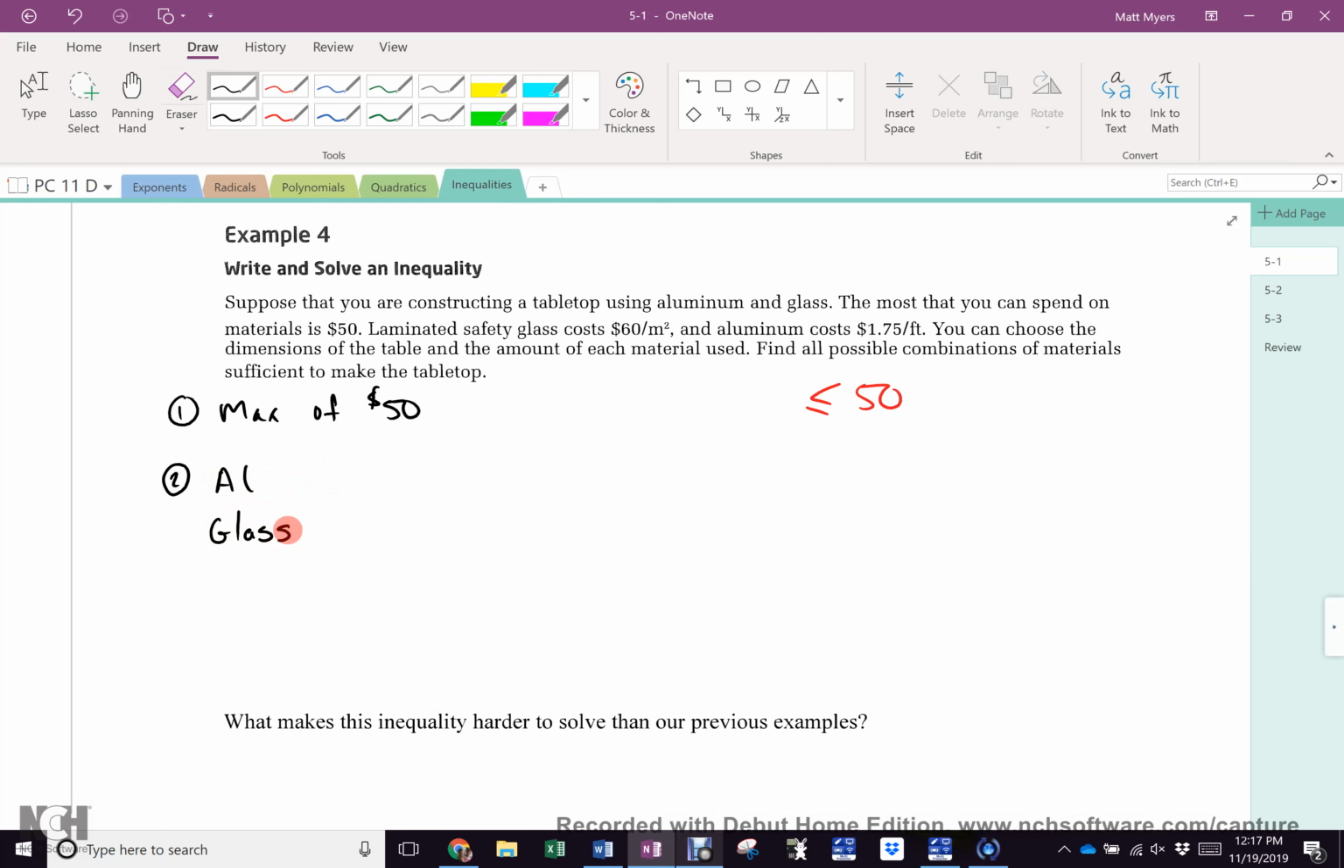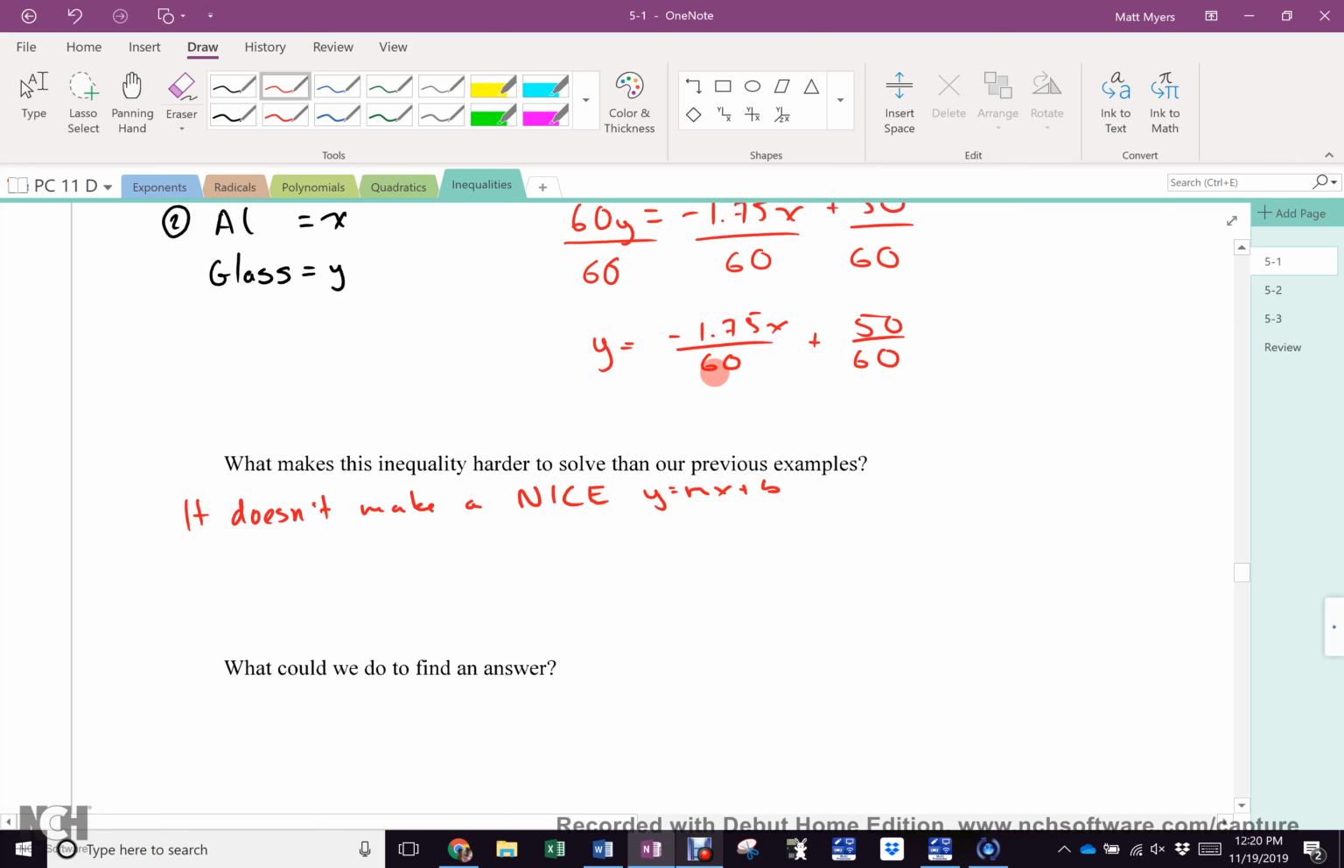What makes it harder? Hayden already said it. It doesn't make a nice y equals mx plus b. It's not necessarily the decimals, is it? Right? Because if this was 1.5 over 60, that's 1/40th, right? Up 1 over 40. Easy peasy, yeah? It's not necessarily the decimals, but it's part of it. It's more important that we can't make a nice pretty line, yeah?